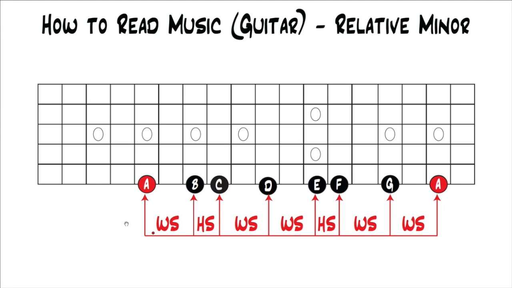To build a natural minor scale, it's now whole step, half step, whole step, half step, whole step, whole step, instead of the major scale, which is whole step, whole step, half step, whole step, whole step, whole step, half step. If you apply this formula starting on any note, you've created a natural minor scale. Since I started on A, I've created an A natural minor scale. But if I applied the same formula starting on a G, I would have a G natural minor scale.